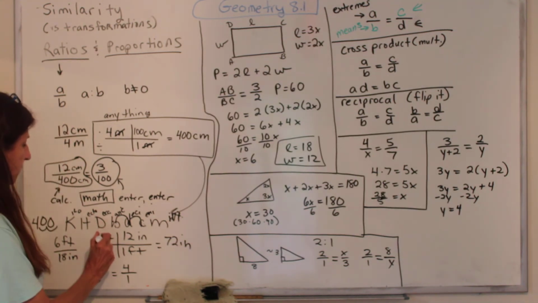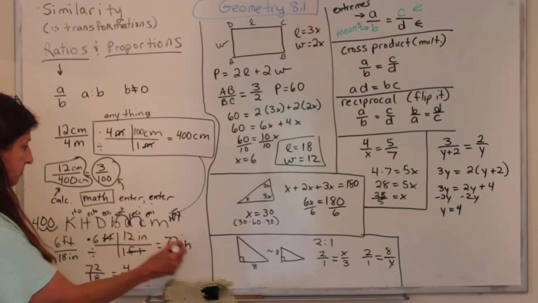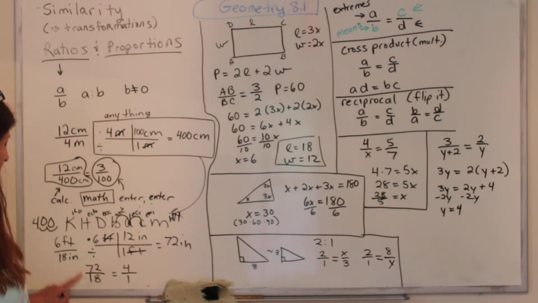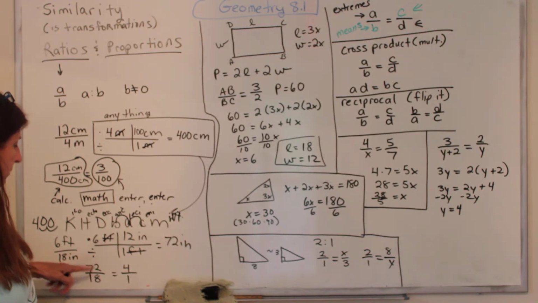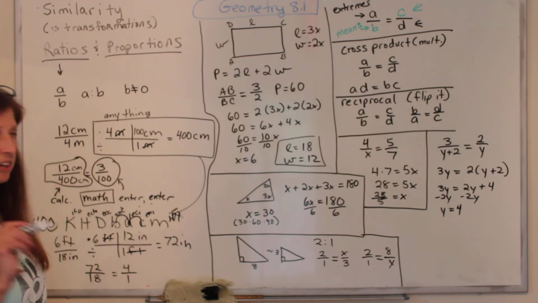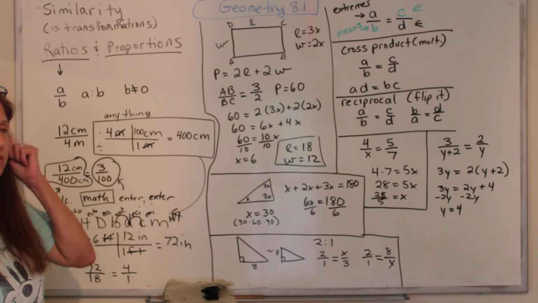Okay, so the feet cancel out. You multiply on top, divide on bottom. So 6 times 12 is 72, divide by 1 is 72. So 72 is to 18, and then we can reduce that, but it just goes into it 4 times, so it's 4 is to 1. If we did it on our calculator, it would just say 4, but we want it to have a denominator, so we put an understood 1 down there.